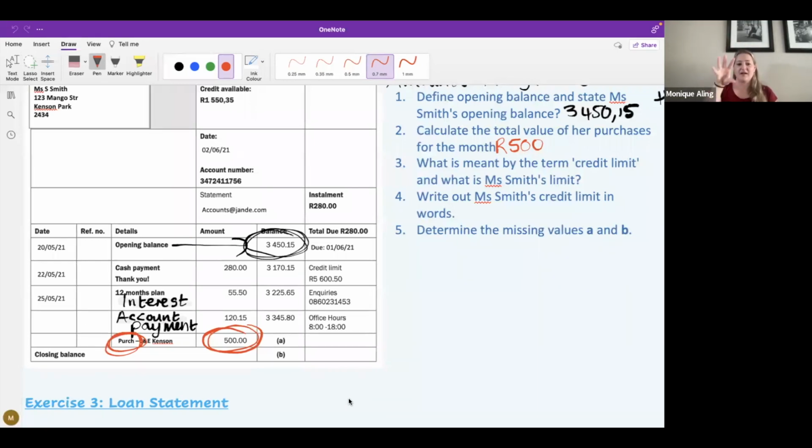So J&E has lent her some money and she's been using that money, but now she needs to slowly pay it back. She pays it back via installments, which we've also mentioned. You can see the word installment here. That means she's paying off the money she owes J&E every month, and she has to pay 280 Rand until she pays off all the money. So that's her installment. And she made a cash payment to J&E. That's why they said thank you, because she paid them some money that she owes them. So that's what the cash payment situation is.